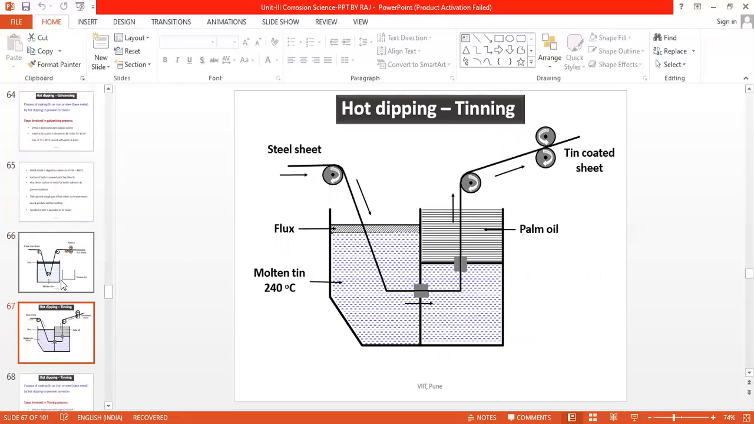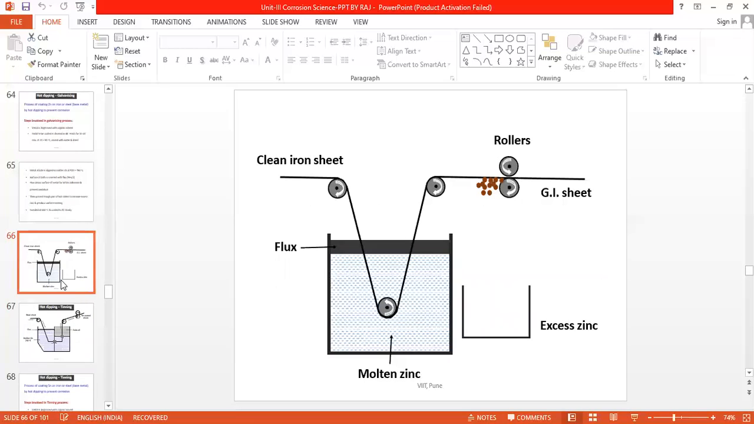Now, what are the advantages of this galvanizing? It is anodic in nature, so it protects the base metal as long as it is intact, and also when some pores or cracks are developed in it.